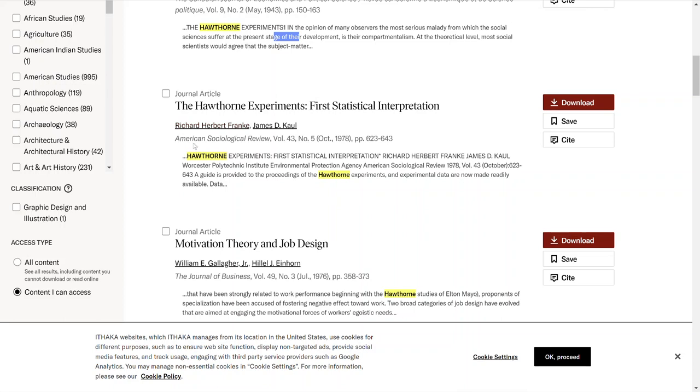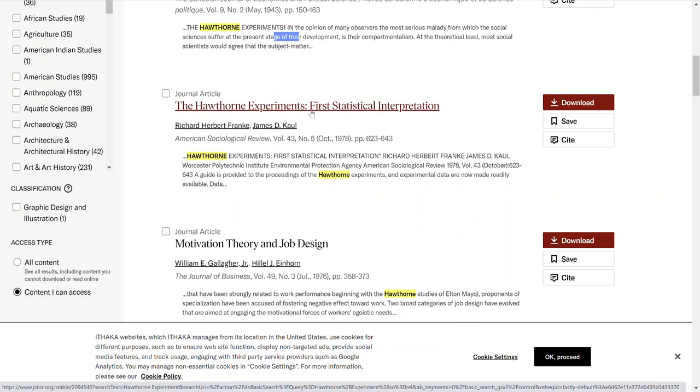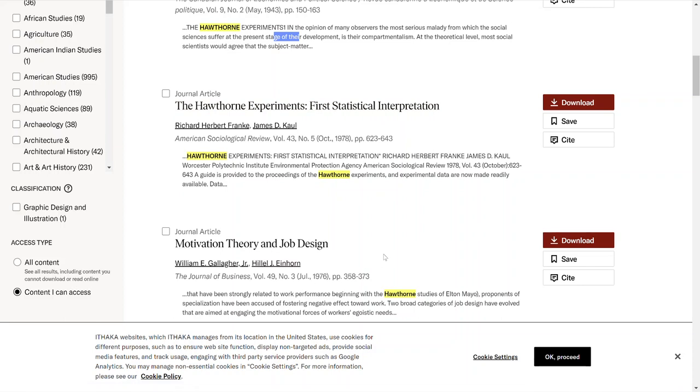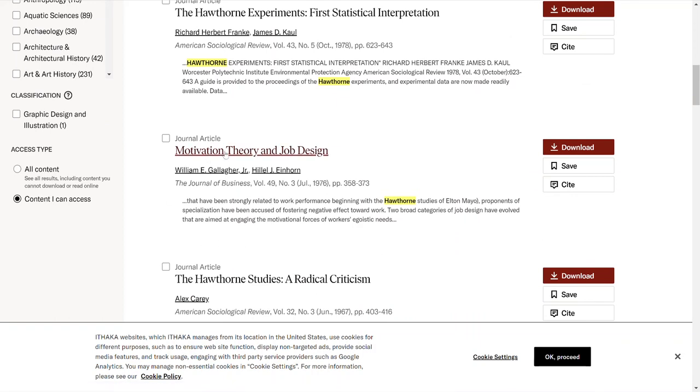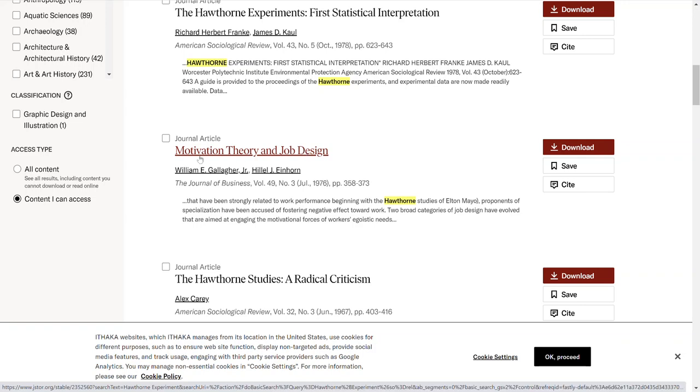Here's an article in the American Sociological Review, the Hawthorne experiments first statistical interpretation. Well, I would think that would be a good one. So far what we're seeing is that these particular articles do appear to be relevant to a general study anyway of the Hawthorne effect. Here's one on motivation theory and job design.